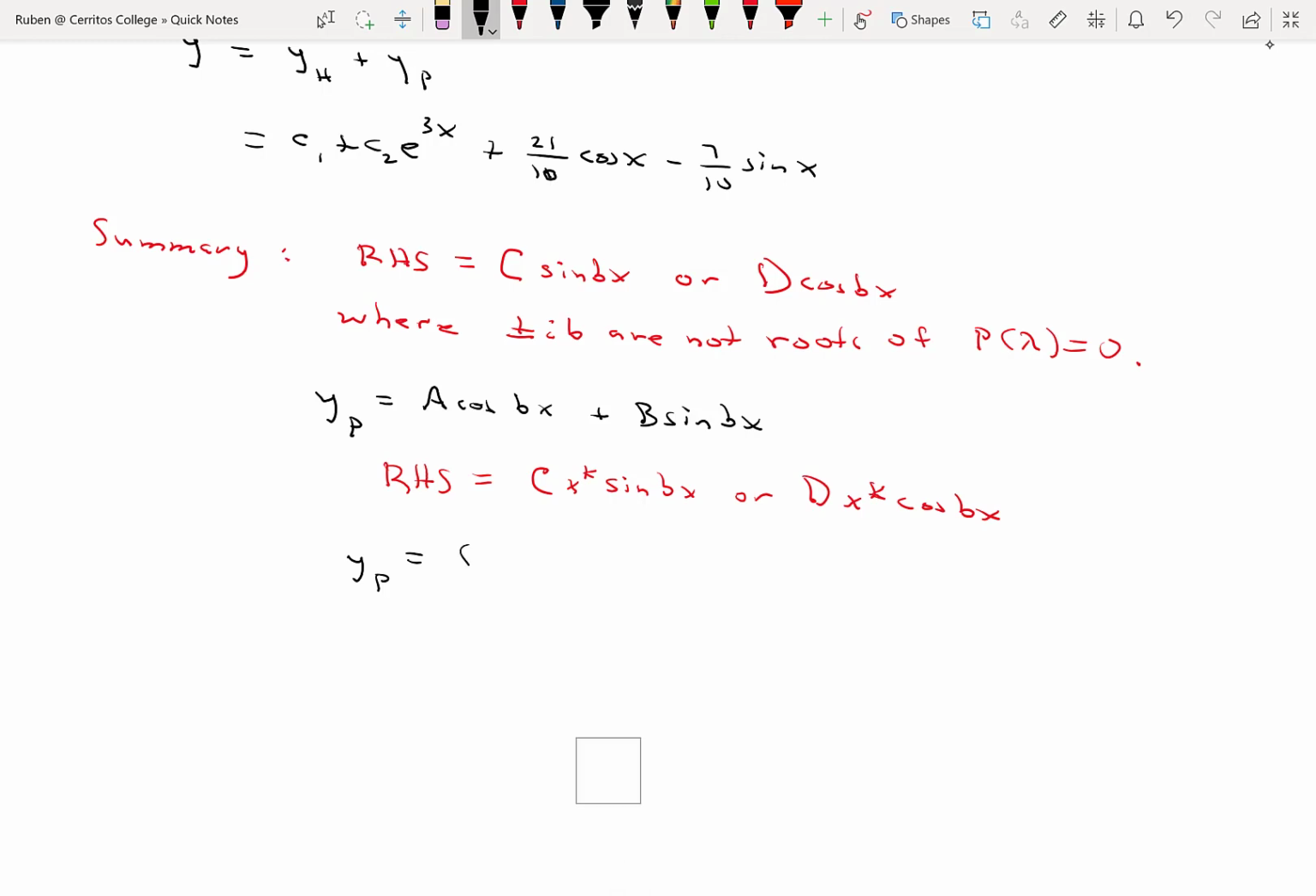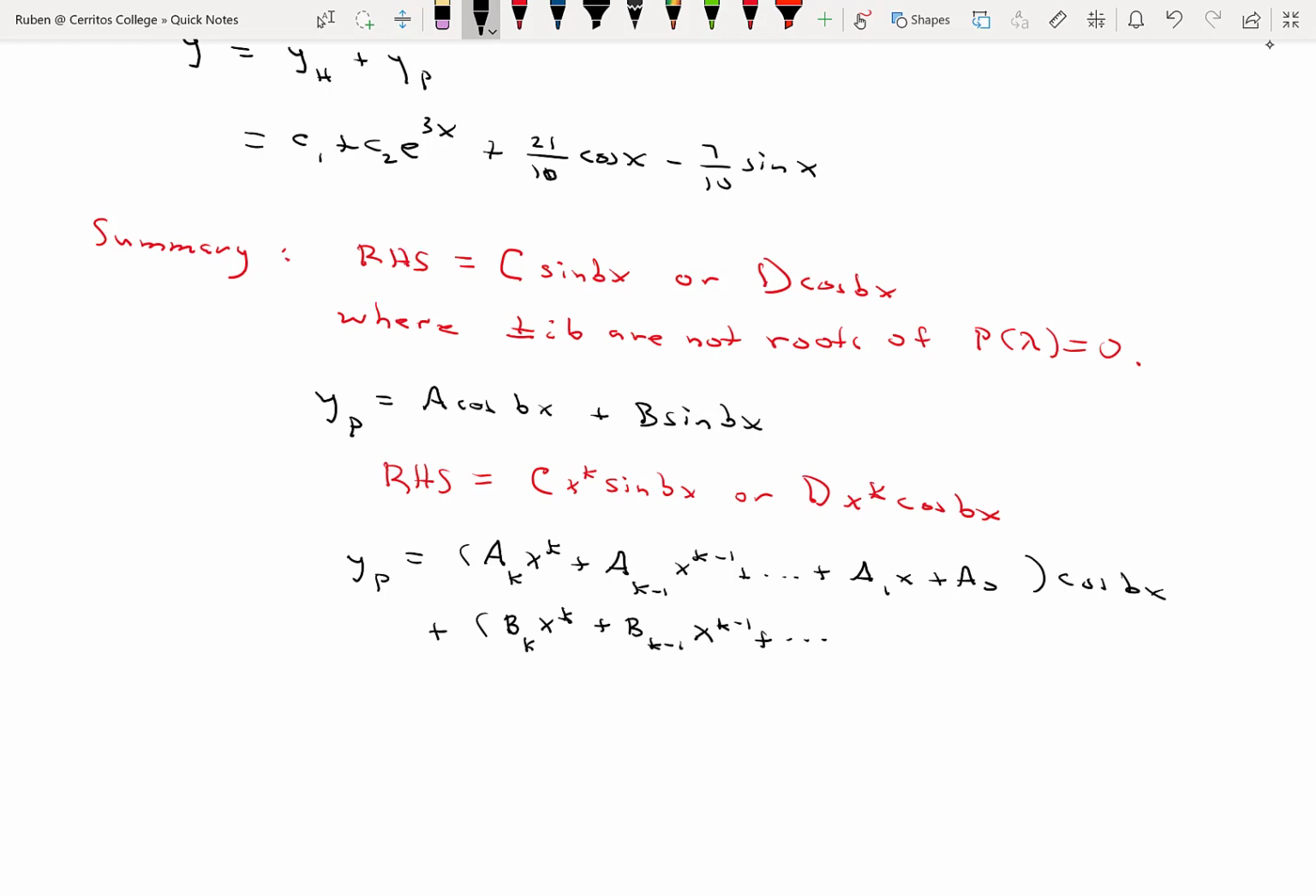If that doesn't make sense, we assume that the particular solution has the form a sub k x to the k power, plus every power below it down to the constant term, a sub k minus 1 x to the k minus 1, plus dot dot dot all the way down to a sub 1 x plus a sub 0, times cosine of bx, plus b sub k x to the k plus b sub k minus 1 x to the k minus 1 plus dot dot dot plus b sub 1 x plus b sub 0, times the sine of bx. Okay.